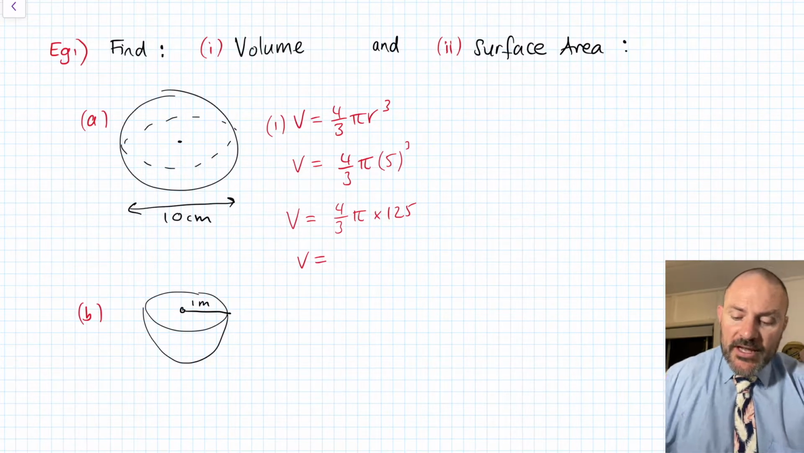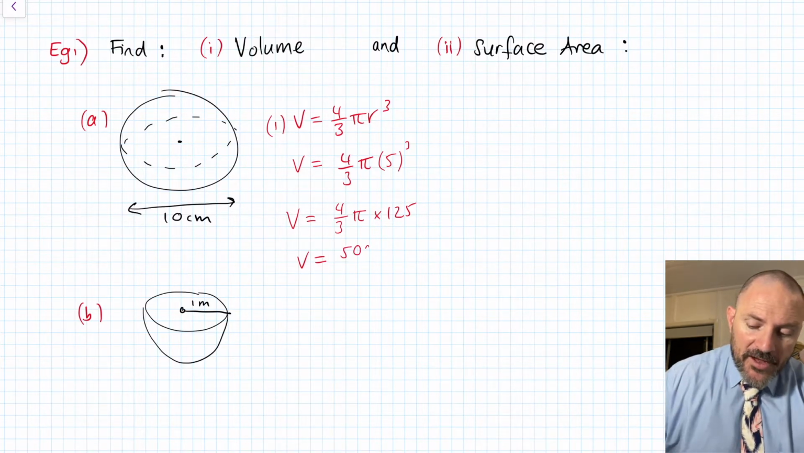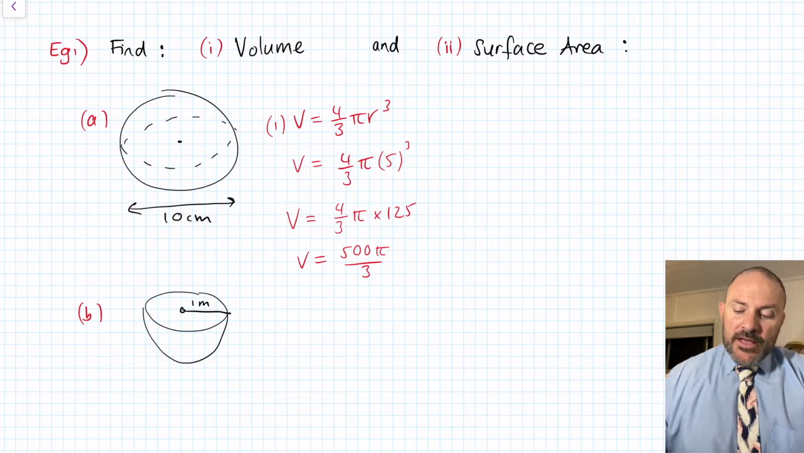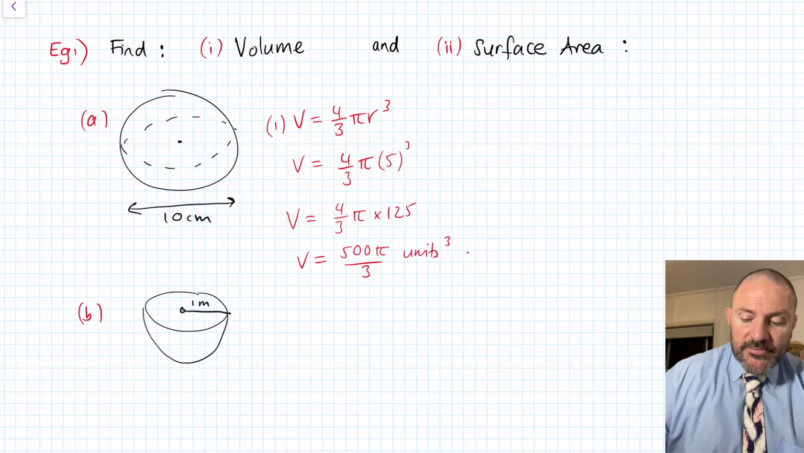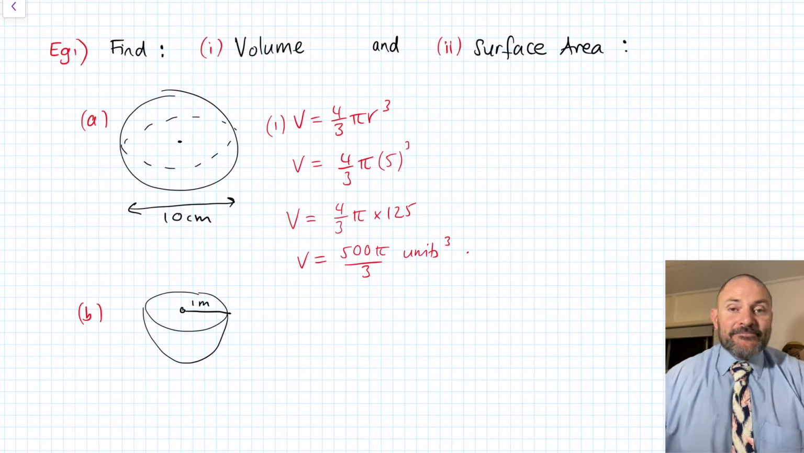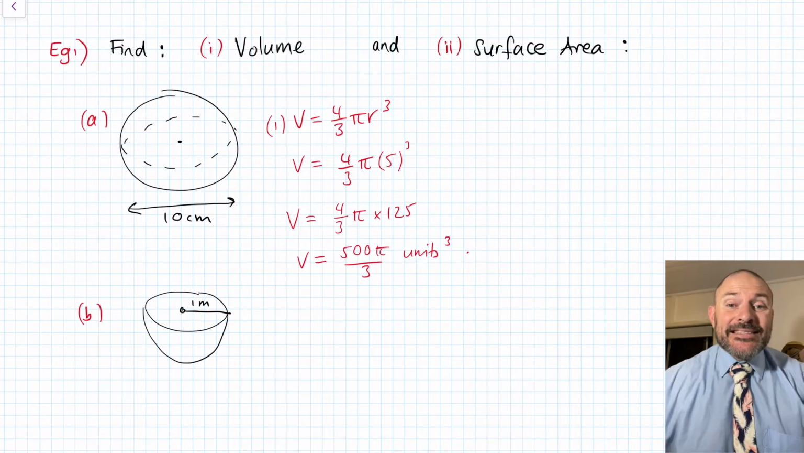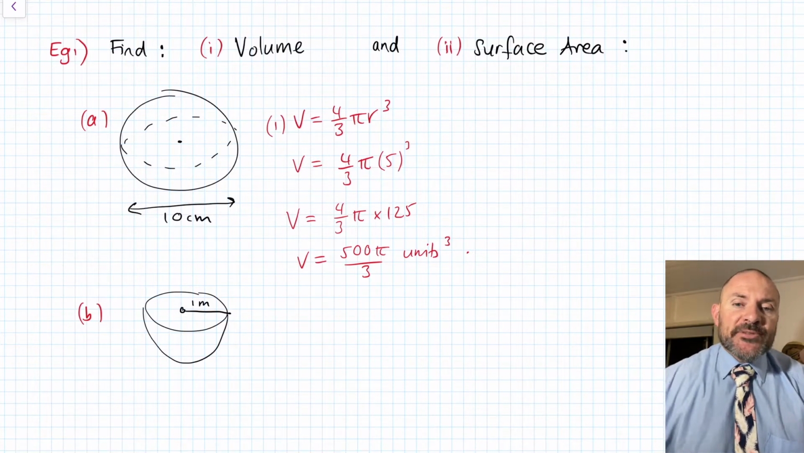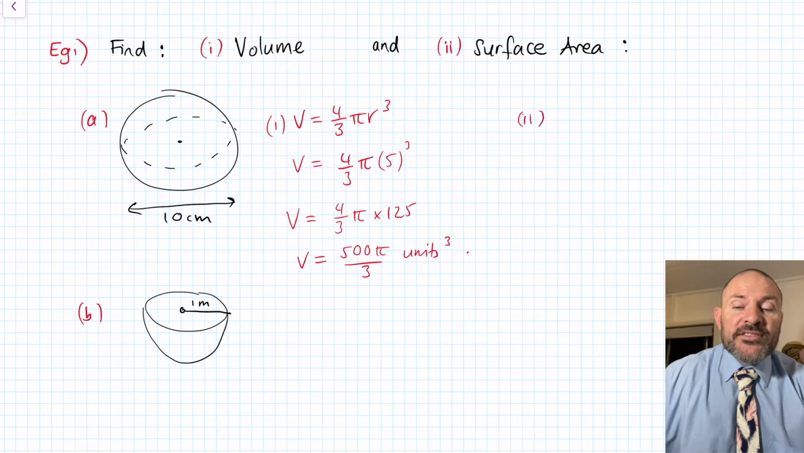Volume equals 4 times 125. What's that going to be? 500. So we get 500 pi over 3, and we're going to say units cubed. Perfect. That's it. We simply apply it to the formula and we get our answer. Now, of course, that's my exact volume. You might do it to decimal rounding or significant figures. That's up to you, or up to what the question's asked.